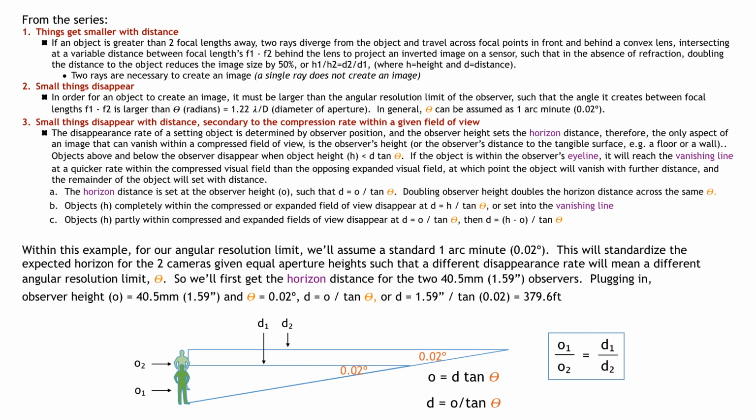So we'll first get the horizon distance for the two 40.5 millimeter, or 1.59 inch, observers, plugging in the observer height for 40.5 millimeters and a theta of 1 arc minute. Distance is equal to the observer height divided by tangent theta, or the horizon is 1.59 divided by tangent 0.02, at 379.6 feet. And you can see that relationship in the diagram below, which is explained in the series.